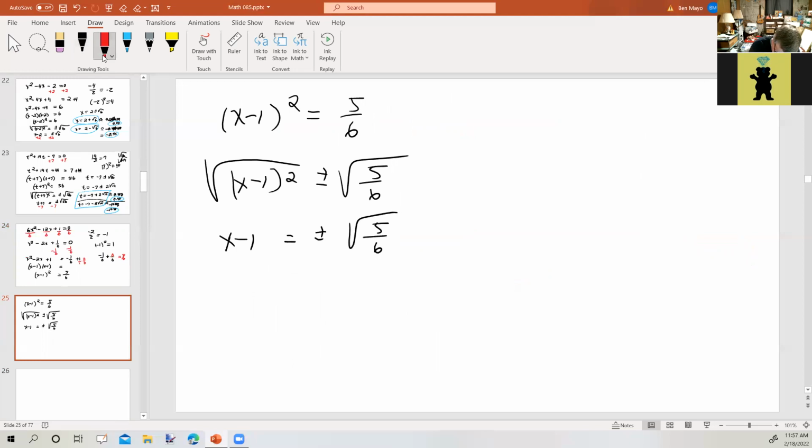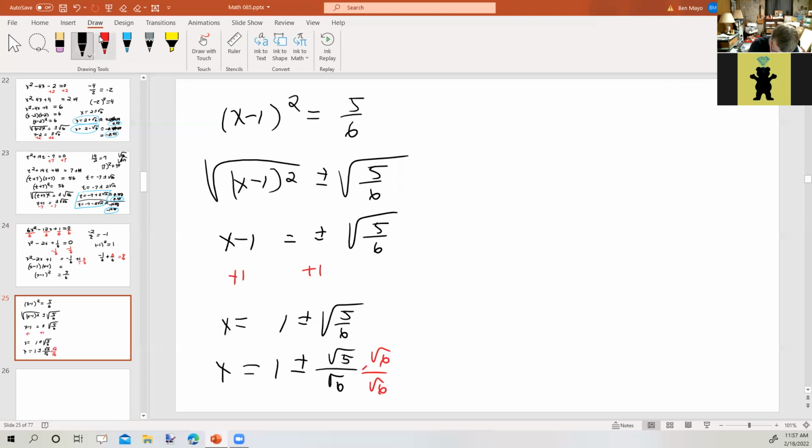I'm going to add 1 to both sides. I'm going to simplify my radical by multiplying by the square root of 6 over the square root of 6. And let's see. Now, this is a correct answer, but just to get you used to what you may encounter in the future, what math people like to have you do is to write it as a single fraction.